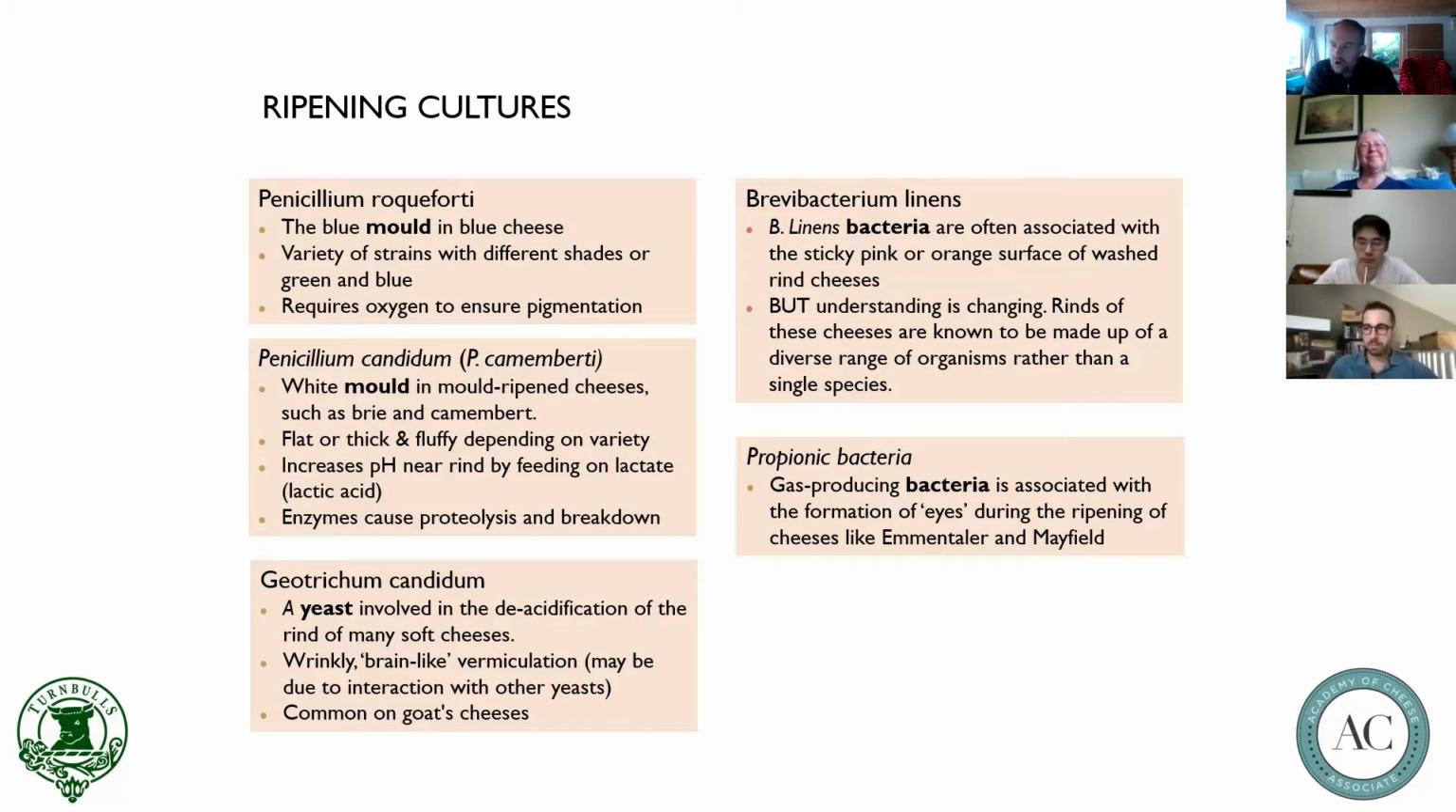So we are not expected to know the ins and outs of all these things, but we are expected to know there are these 5 families that we use in maturing cheese: the Rock 40s, the blues, the candidums, the Penicillium candidums, the whites on the outside, the geotrichum yeasts, the bacterial family, bacteria ripening, dominated by Brevibacterium linens, and the propionic family, which makes bubbles.